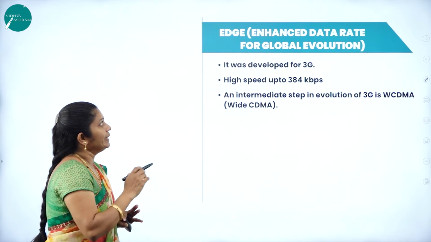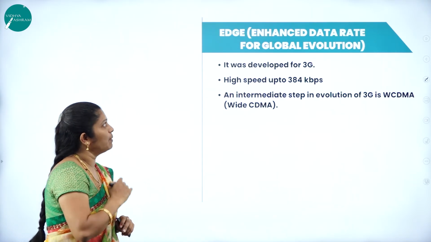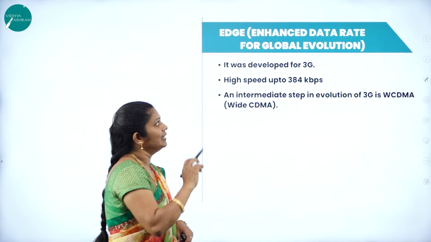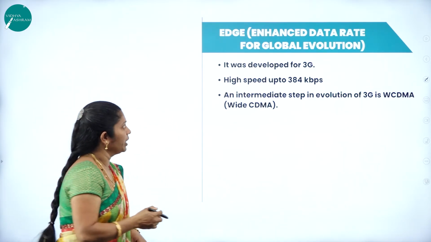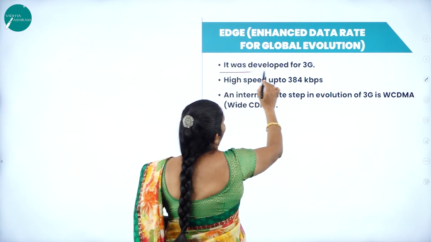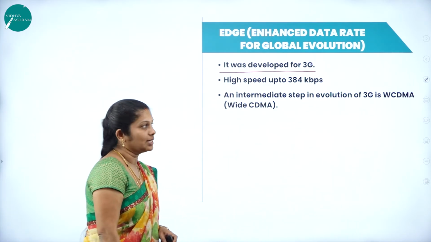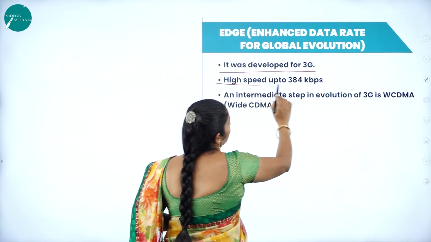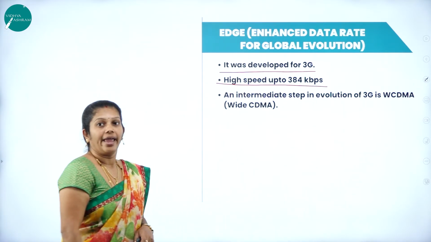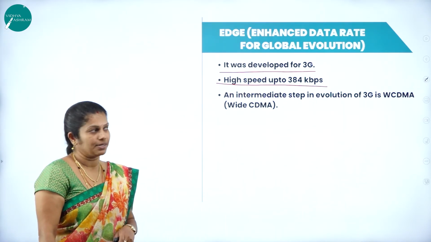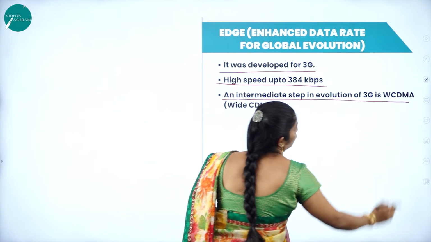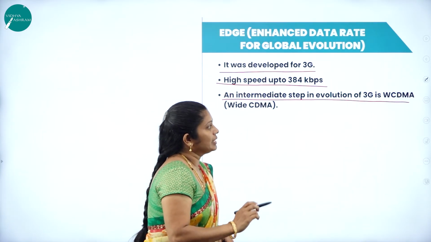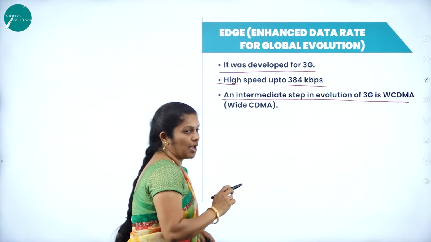Next we will move on to EDGE. What is the expansion of EDGE? That is Enhanced Data rate for Global Evolution. What do you mean by that? It was developed for the 3G process, with high speed up to 384 kilobytes per second. And an intermediate step in the evolution of 3G is WCDMA, that is Wide CDMA.